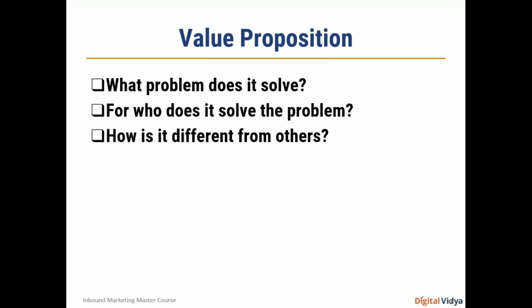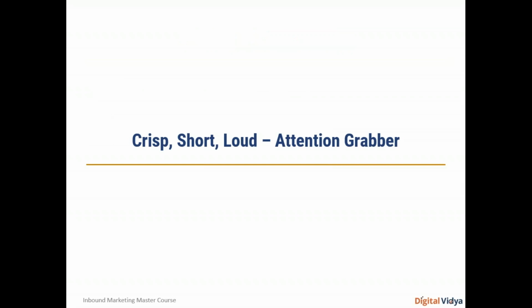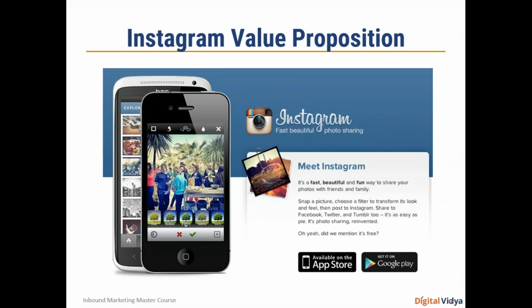What is a value proposition? It is what problem your product solves, for whom it solves the problem, and how it is different from others. It should be crisp, short, and loud. Look at the example of Instagram. Their value proposition is fast, beautiful photo sharing. Simple, nice.